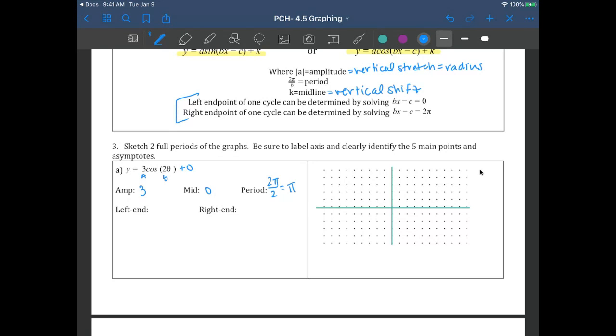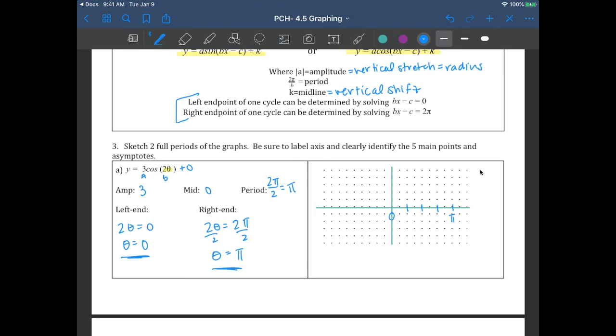And the left side starts at 2x, so anything inside the parentheses here, 2 theta, we're going to set that equal to 0. Solve for theta: theta is equal to 0. So that's my start. And then we're going to take 2 theta and set it equal to 2 pi. I'm going to go ahead and divide, so theta is equal to pi. So a full cycle happens between 0 and pi. So I'm going to graph in my quarters. I start at 0, and we're going to end at pi.